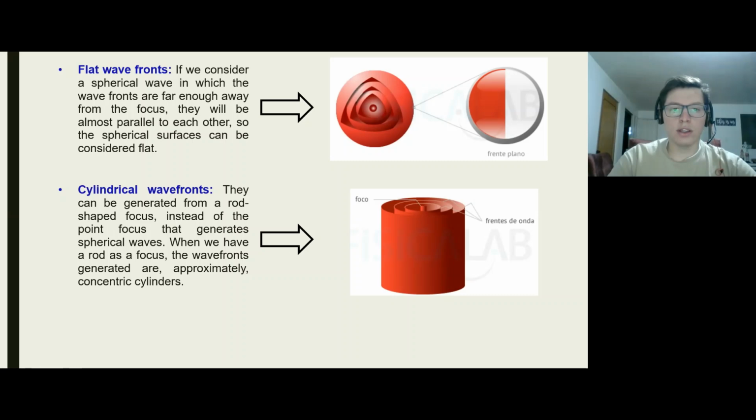Flat wavefront: if we consider a spherical wave at a point far away from the source, the wavefronts will be almost parallel to each other, so the spherical surface can be considered flat. Cylindrical wavefronts: they can be generated from a rod-shaped source instead of a point source. When we have a rod source, the wavefronts generate approximately concentric cylinders.